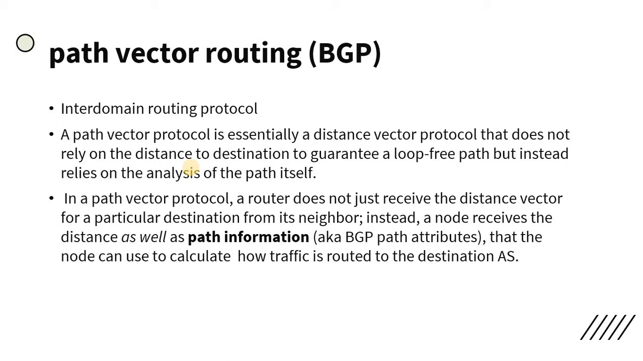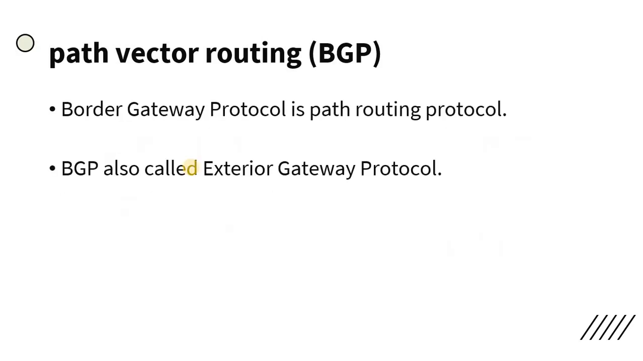Path information contains many things, like the traffic in the selected path or the distance, and which path is optimum for the next routing. All this information is received from the neighbor, and that is called the path information. That is why it is called the path vector routing protocol. As I said, it is the border gateway protocol. The border gateway protocol is a path routing protocol, and BGP is also called the exterior gateway protocol.